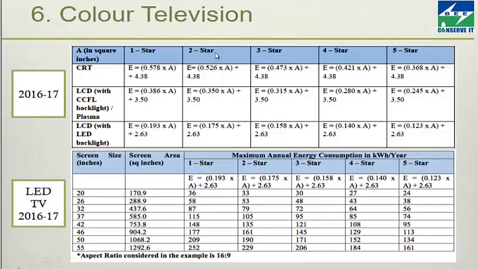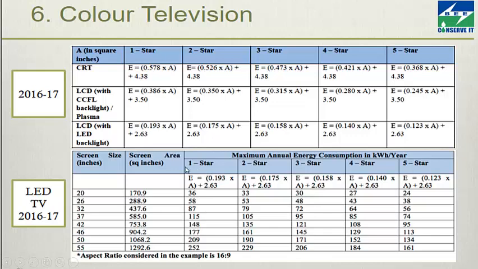Now let us talk about the color television. You can see this is star 1, star 2, star 3, star 4, star 5. Maximum annual energy consumption. Please try to forget about this, or I will not discuss these. These are the different types of television: CRT, LED, LCD with CCFL, or LCD with LED backlight. So these are LED TVs with different star ratings.